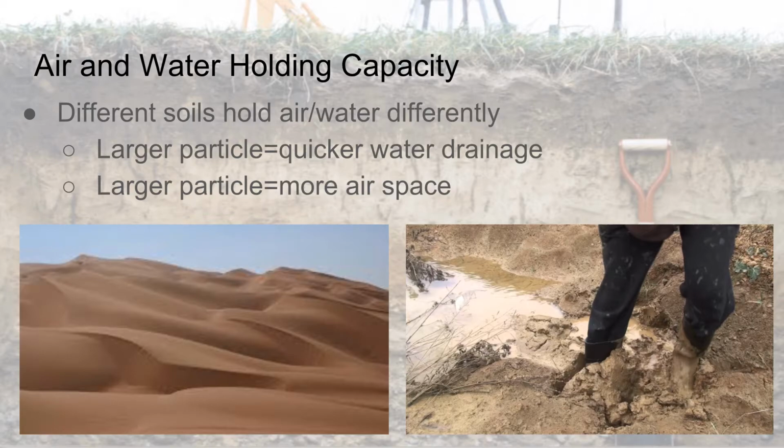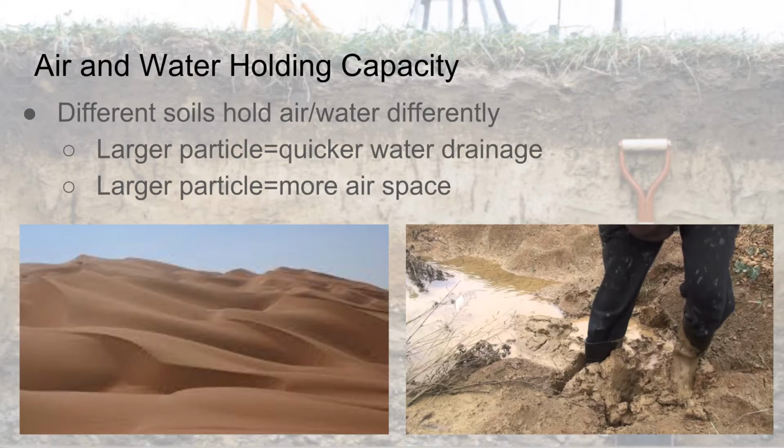On the flip side, we can see here this poor person who's stuck in a clay pit. Clay particles are very, very small. They do not drain water very quickly. So if your yard is always muddy, it's probable it has a large amount of clay in it. Larger particles mean quicker water draining. Smaller particles mean slower water draining. So clay holds water, sand does not.